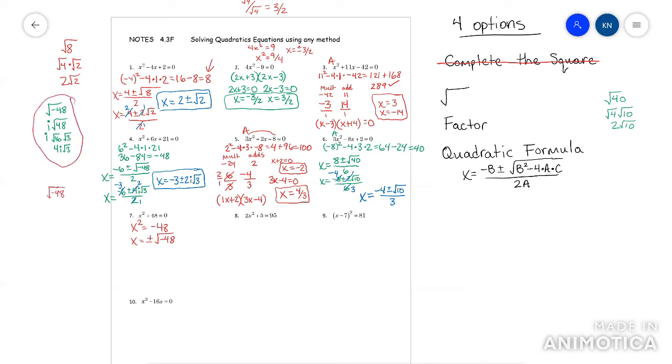I was about to do it again. It's right above there. So that's how you break down root -48. So my answer here would be x equals plus minus 4i root 3.